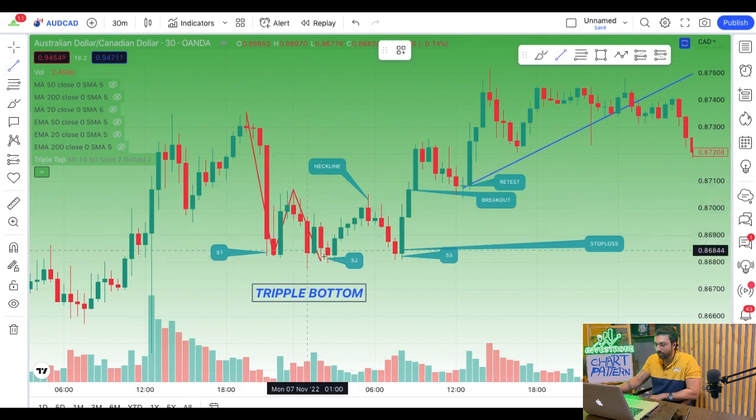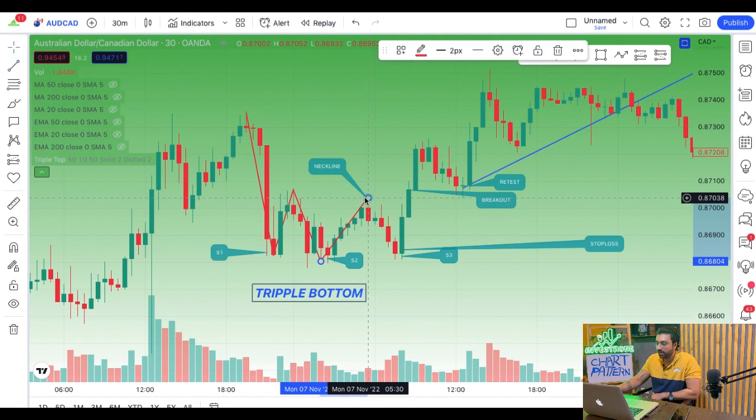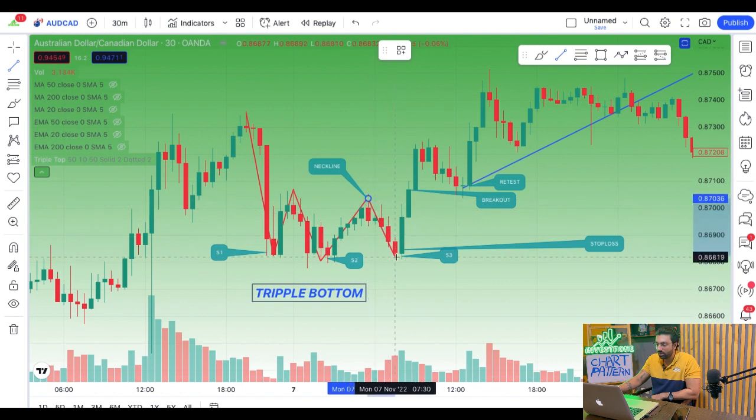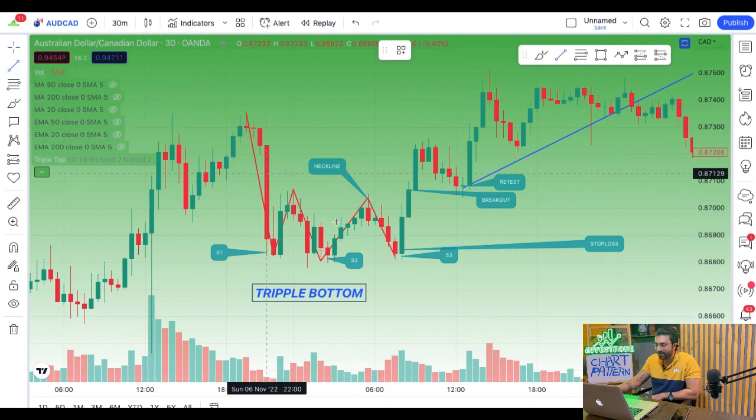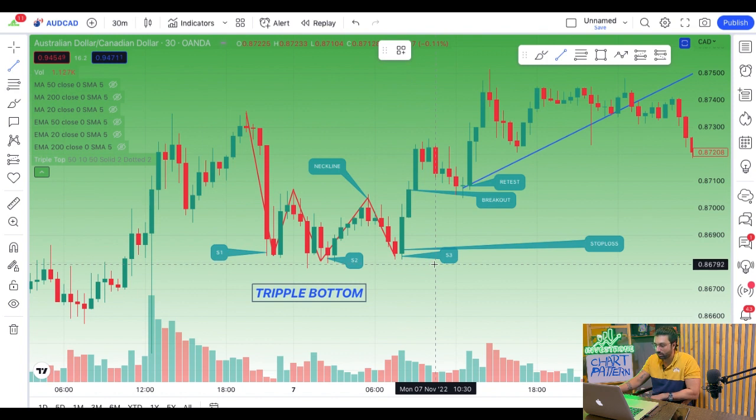So buyers pushed the market back up again. The market tried to break through the neckline or the support line, but it failed to do so. So the seller pushed the market back down again, and they retested the support line the third time. That's why this pattern is known as triple bottom, and the market makes three bottoms. Here you can see support 1, support 2, and support 3, bottom 1, bottom 2, and bottom 3.